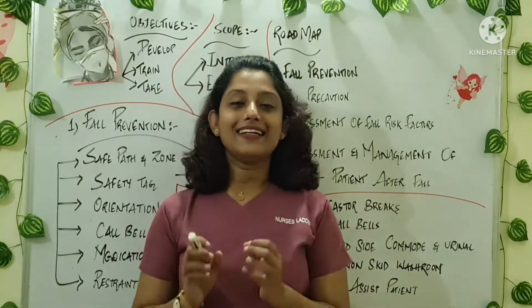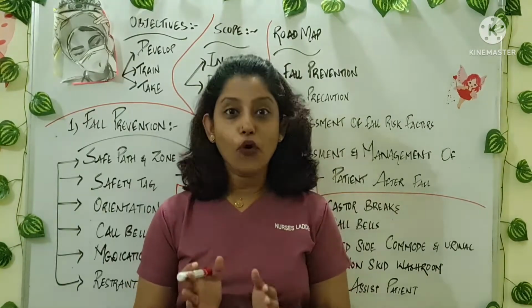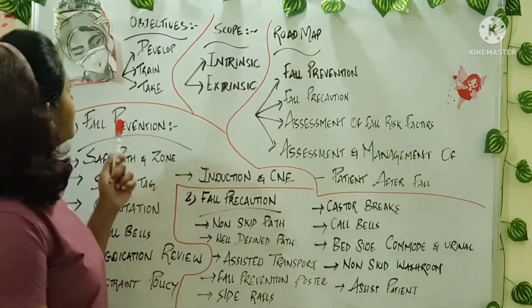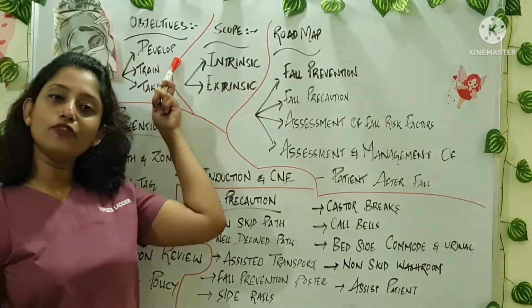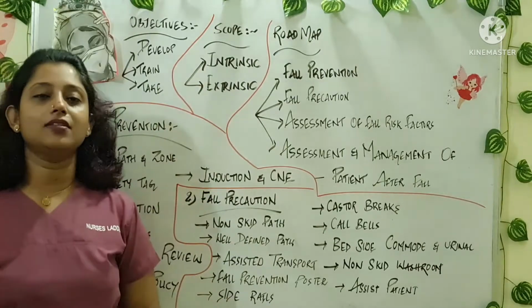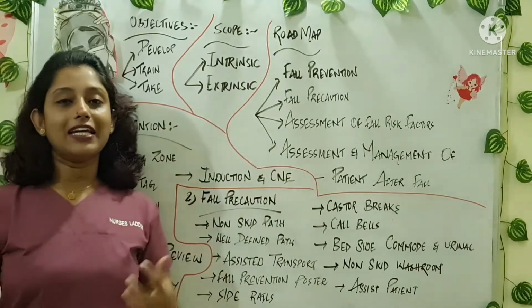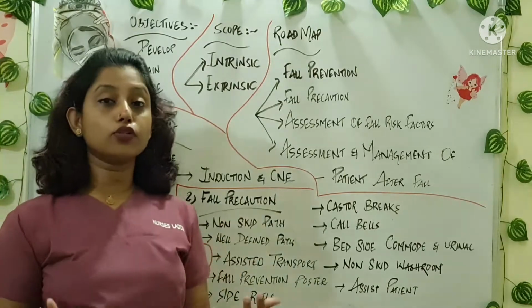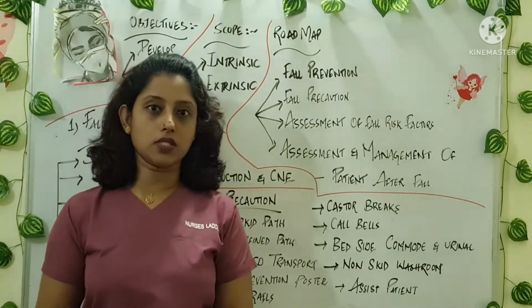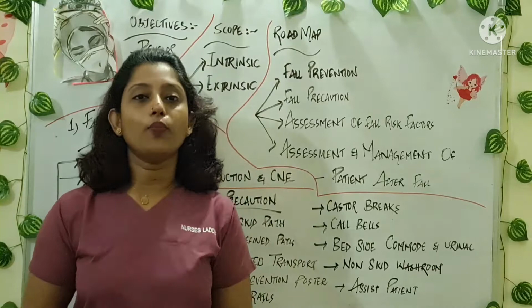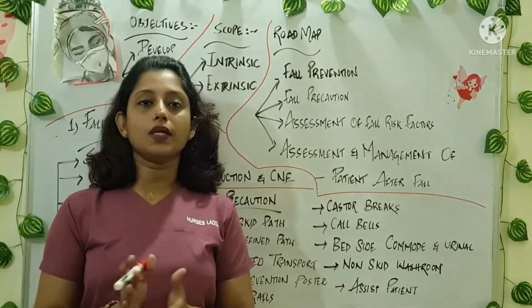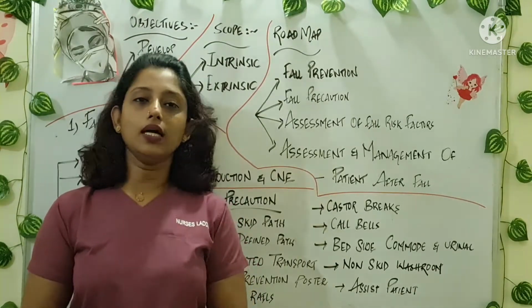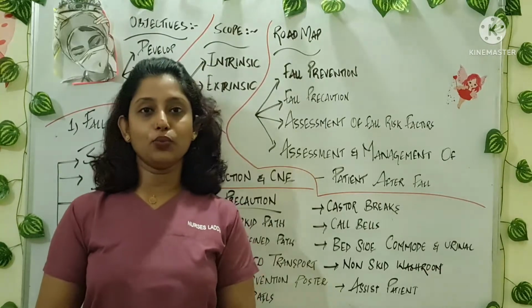So let's see the objectives of fall prevention. The first and foremost objective of fall prevention is to develop. The term develop means here we are supposed to develop policies and protocols to prevent patient falls. That means standard operating procedures must be laid down to prevent patient falls in a healthcare unit.